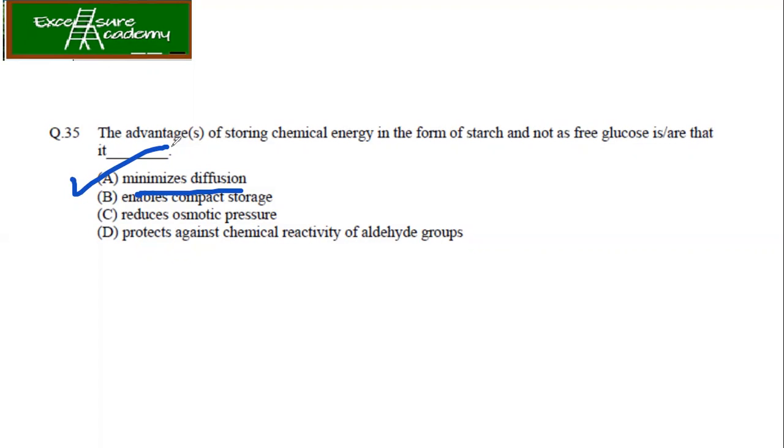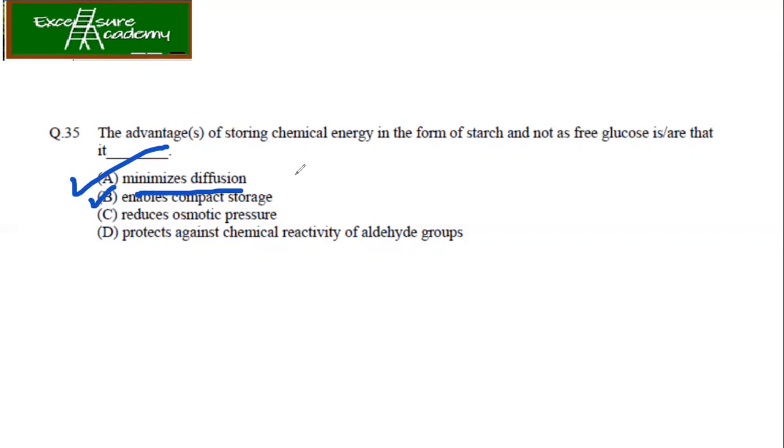So that's why we are keeping it in the form of starch, in order to minimize the diffusion. Now, starch also consists of two components: amylose and amylopectin. These structures enable the starch molecules to coil into a compact storage. So yes, it is also enabling the compact storage, as just said.